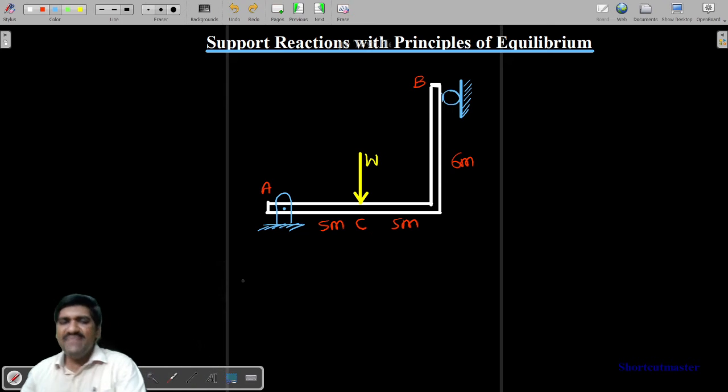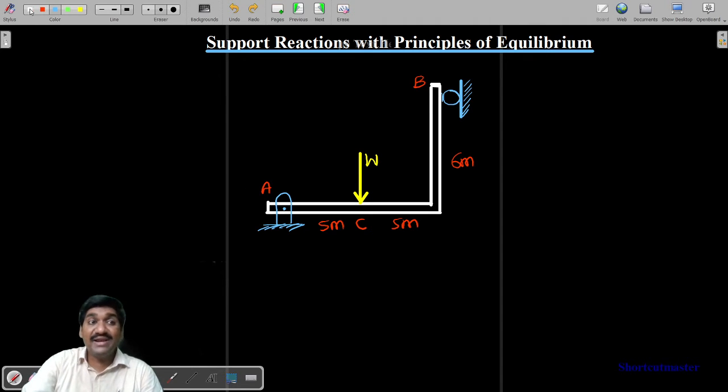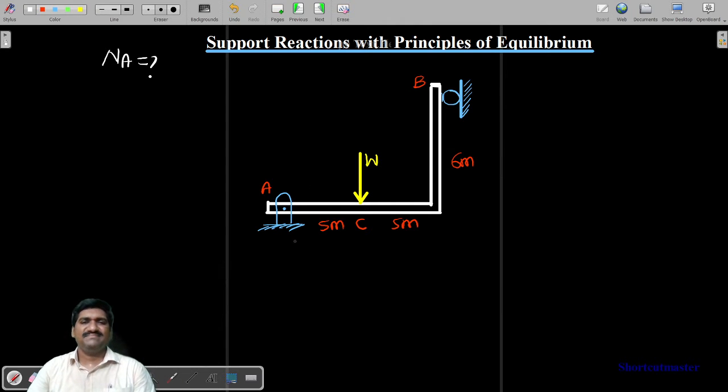Now, in this problem we have two supports. One is A and one is B. We have to calculate the support reaction at point A only. Are you following what I'm trying to say? We have to calculate the support reaction at point A only. That is my objective in this problem.